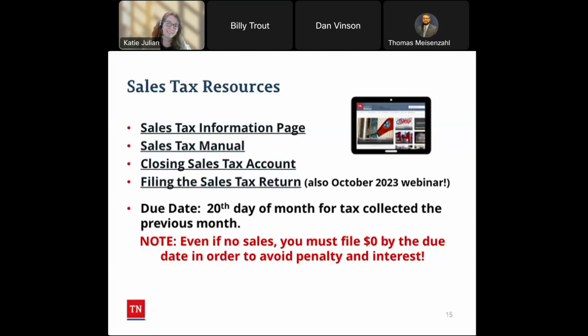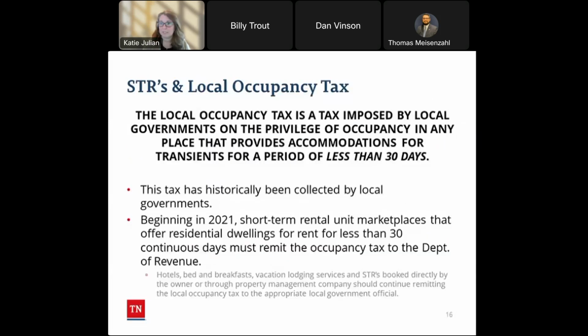Even if you have not collected sales tax, very important here, I already mentioned this, you still need to file zero by the due date if you have an active and open sales tax account, or else you're going to fall into the trap of having penalty and interest added on. We hate to see you pay that, especially a penalty. If you've collected no money, there's not going to be any interest, but that penalty will be on there even just for filing late. So make sure you're filing timely. Set a reminder on your phone if you need to. If you've got a sales tax account, you must file even if only zero.